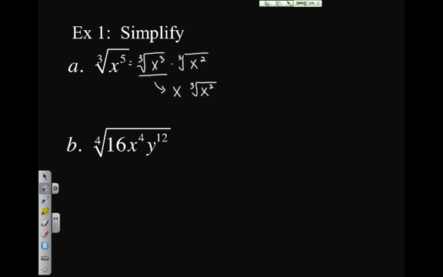For part B, we want to use things that are perfect fourth roots. So we can break this up: the fourth root of 16, the fourth root of x to the fourth, and the fourth root of y to the 12th. Well, if we think about it, what times itself 4 times is 16? 2 times 2 times 2 times 2 is 16, so this becomes 2. And since this is an even index, it's the absolute value of 2.